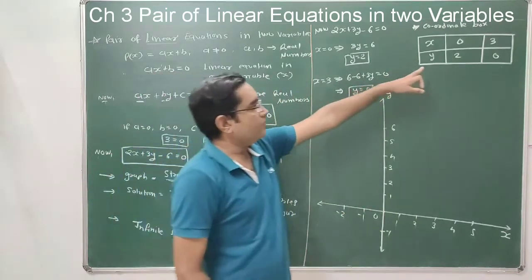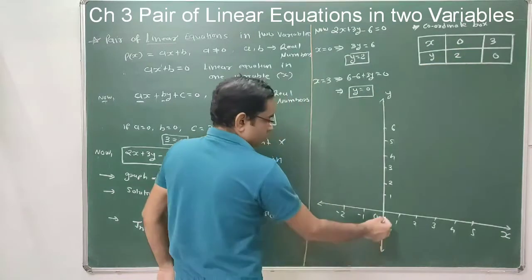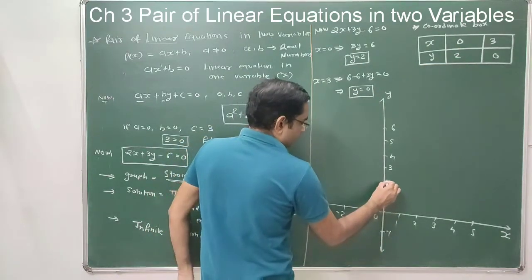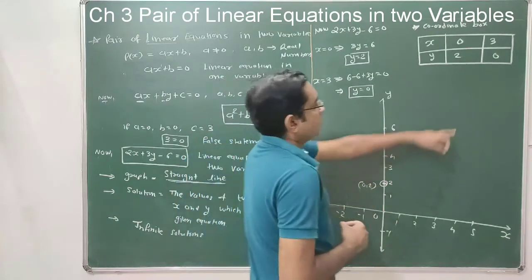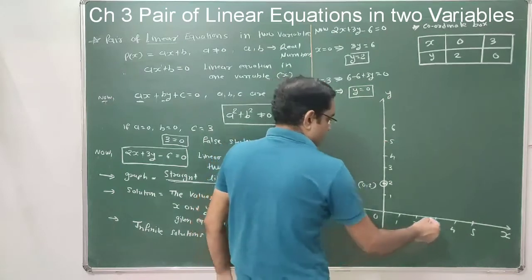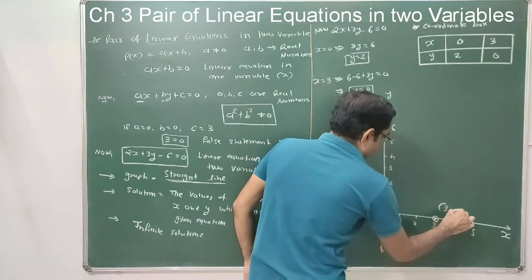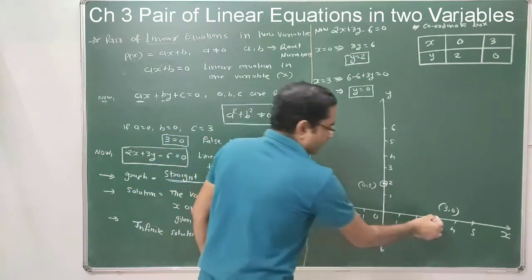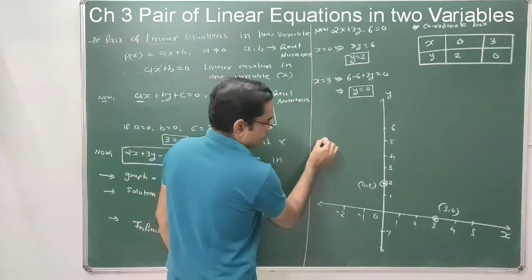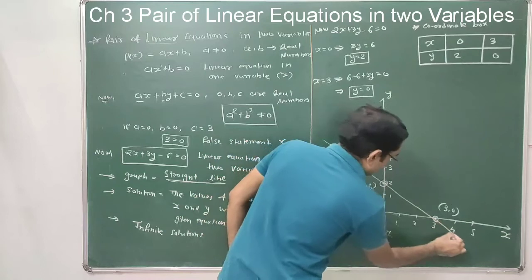Now locate these points on the Cartesian plane. When x is 0, y is 2. So this point, the coordinates are 0, 2. Another point is x is 3, y is 0. So this point is 3, 0. Having got these 2 points, join these 2 points by using a scale. Scale लेके आपको इसको join कर देना है.